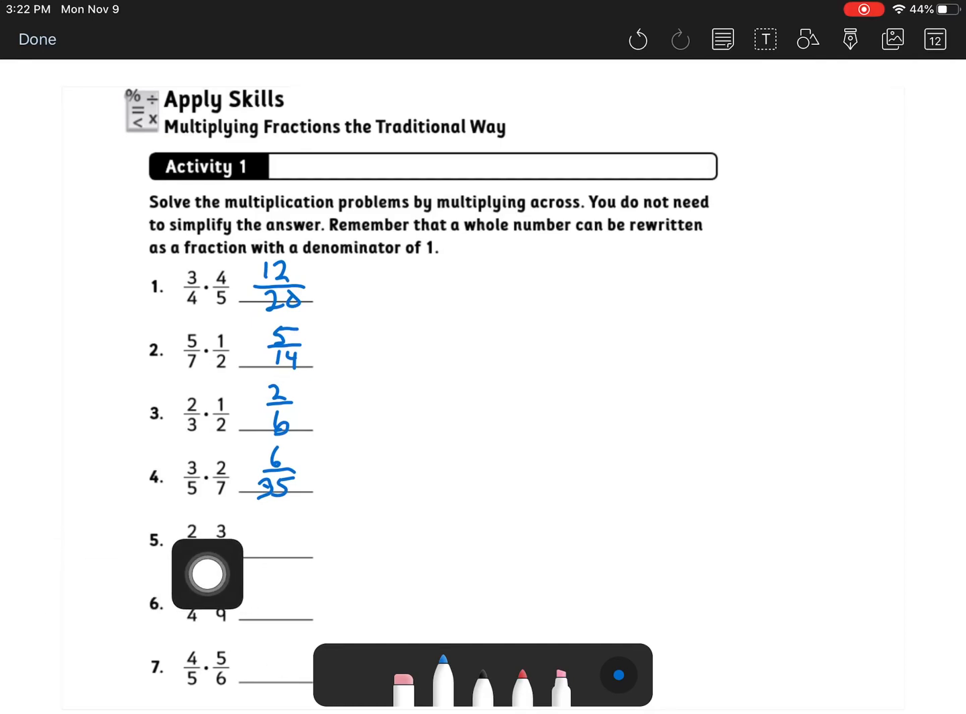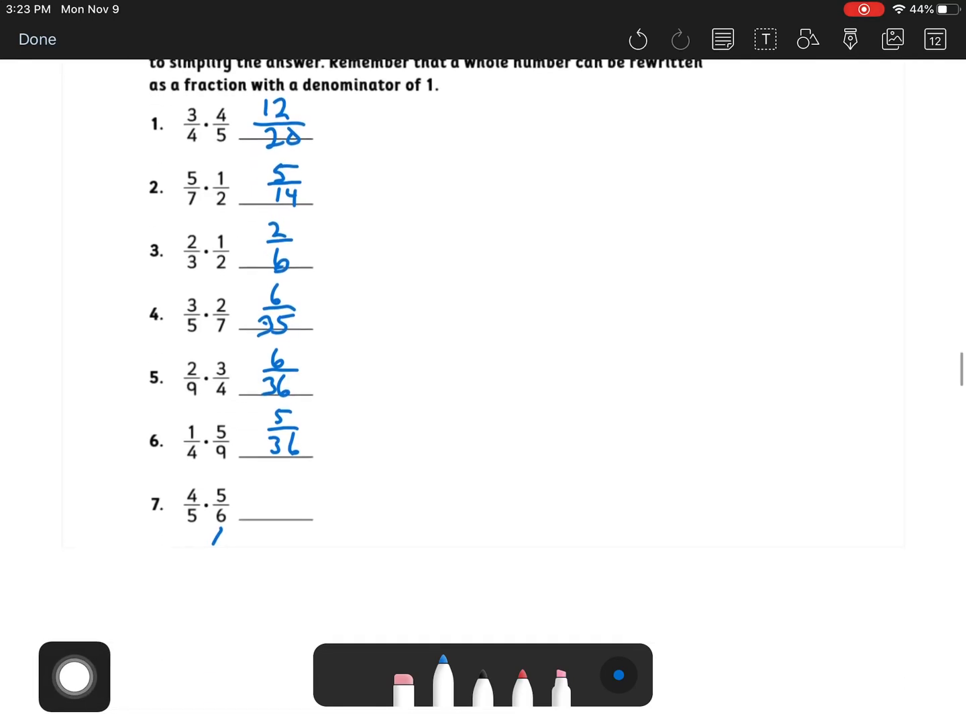Number 5, we've got 2 times 3 and 9 times 4. 2 times 3 is 6. 9 times 4 is 36. And number 6, 5 times 1 and 4 times 9. So I've got 5 over 36. And with the last one, I've got 4 times 5 and 5 times 6. Okay, 4 times 5, 5 times 6 is going to be 20 over 30.